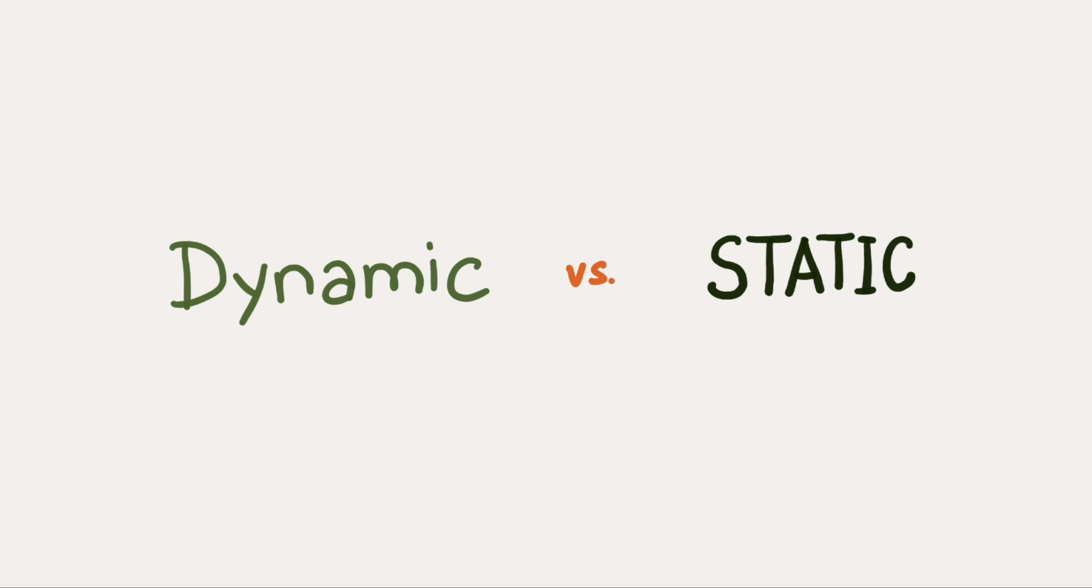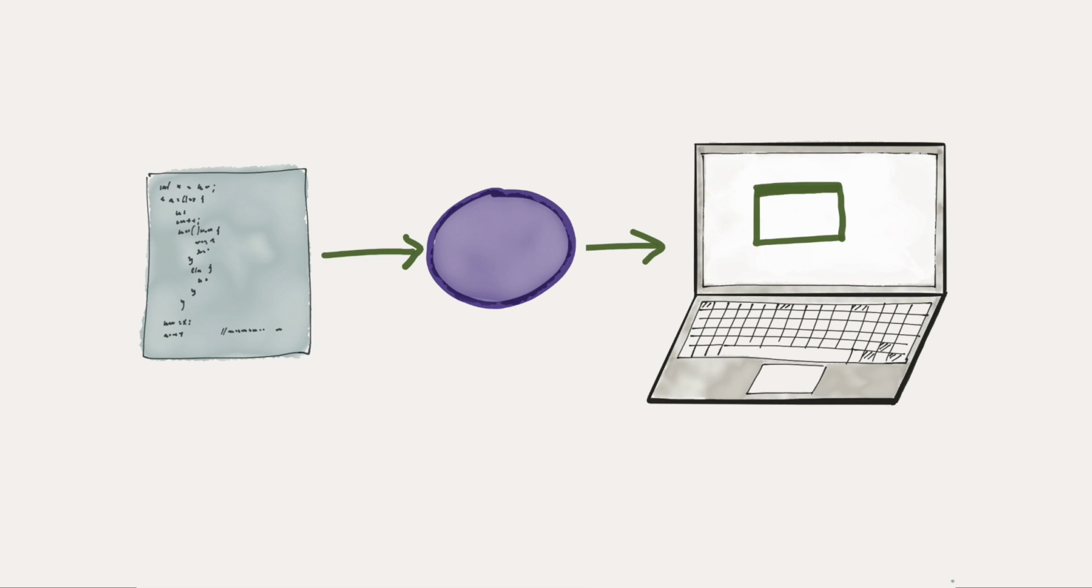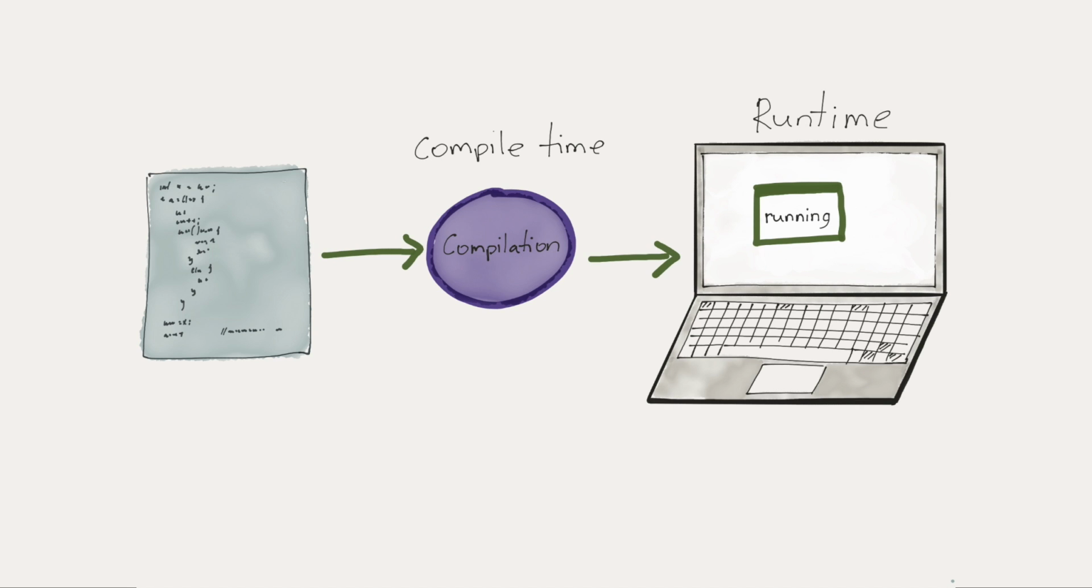There are two important things to understand when it comes to types in programming: dynamic versus static and weak versus strong. In order to understand the difference between dynamic and static typing, we first have to look at how written programs become actual running programs. The code you write is usually converted into some other form that the computer knows how to run. This process is called compilation, and the period of time this happens is called compile time. After compilation is over, the program is launched, and the period it's running is called runtime.